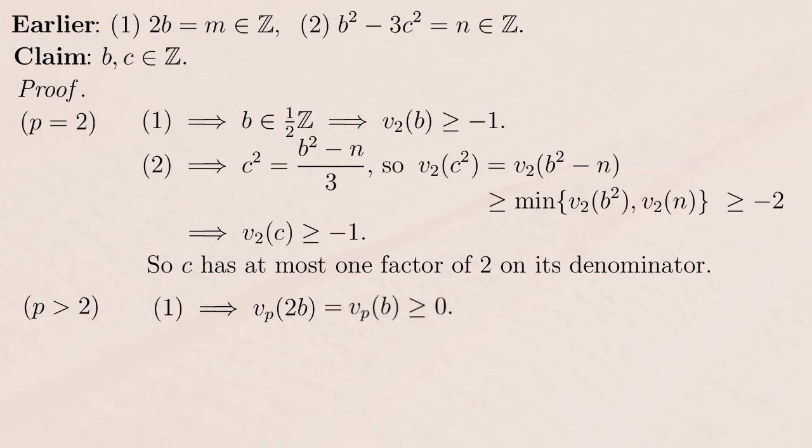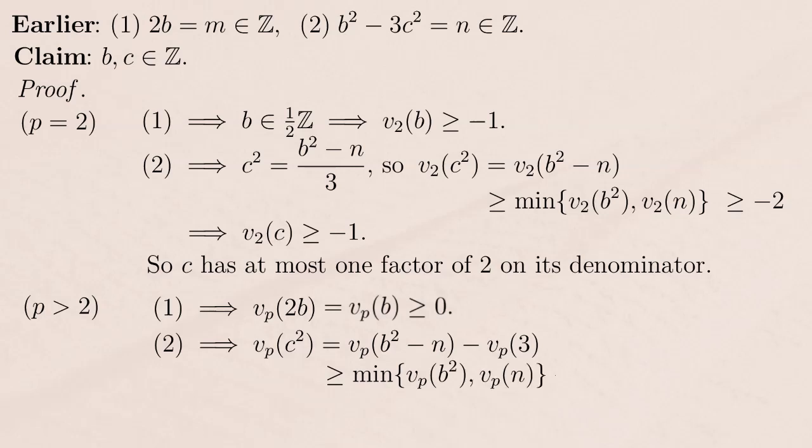And since c squared equals b squared minus n over 3, we can calculate vp of c squared. As before, that's just vp of b squared minus n minus vp of 3, which is at least the minimum of vp of b squared and vp of n, minus vp of 3. This is at least 0, this is at least 0, and this is either 0 if p is greater than 3, or 1 if p is equal to 3. So in total, vp of c squared is at least minus 1, and so vp of c is at least minus a half. But p-adic valuations are integers, so vp of c is at least 0.